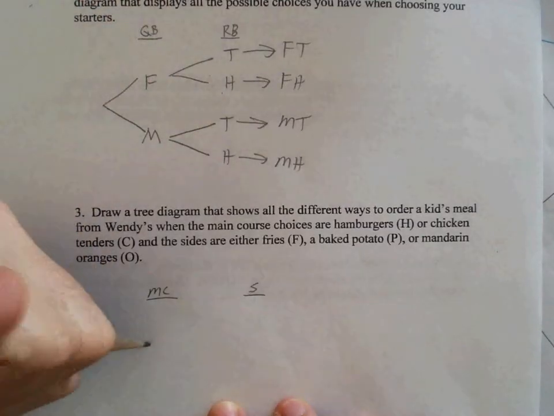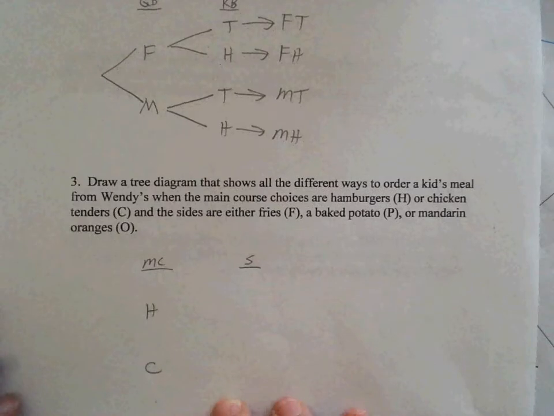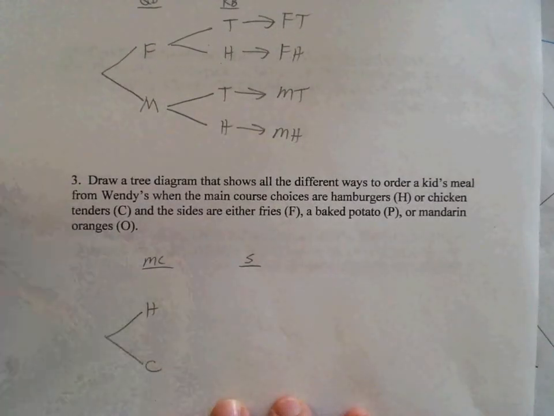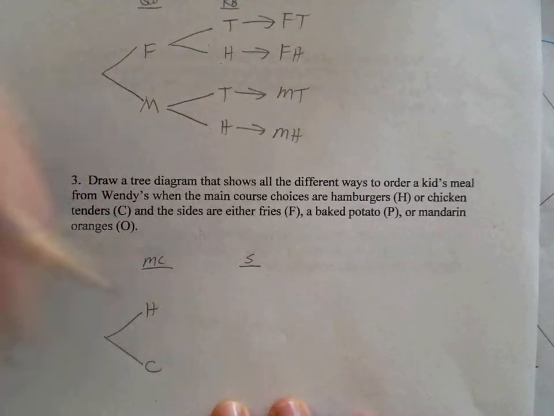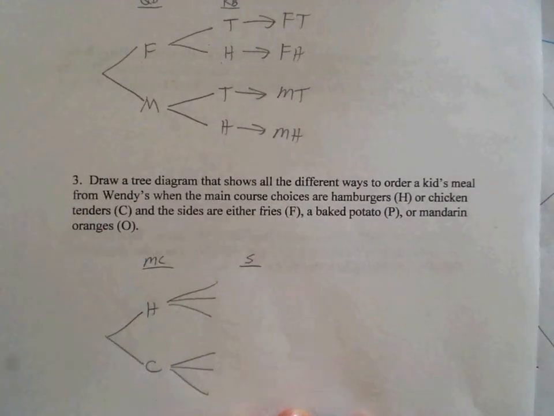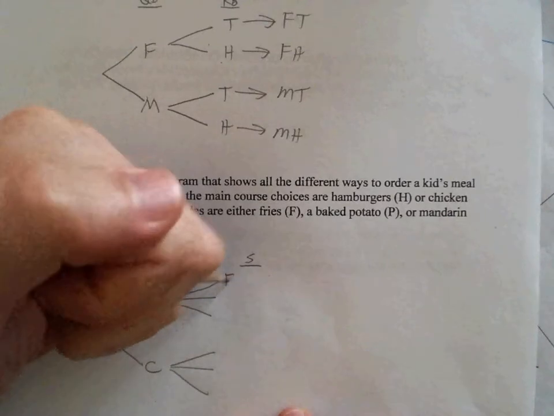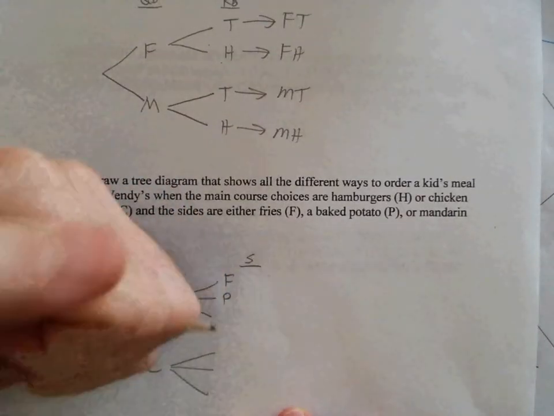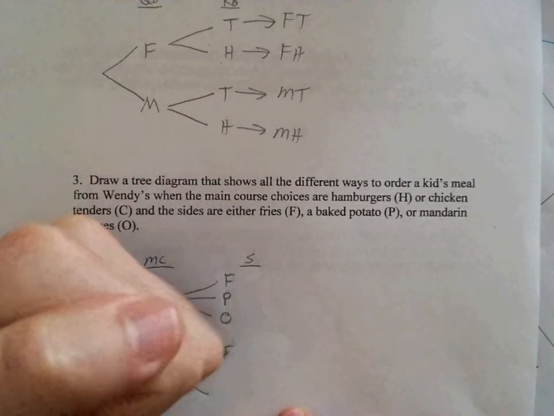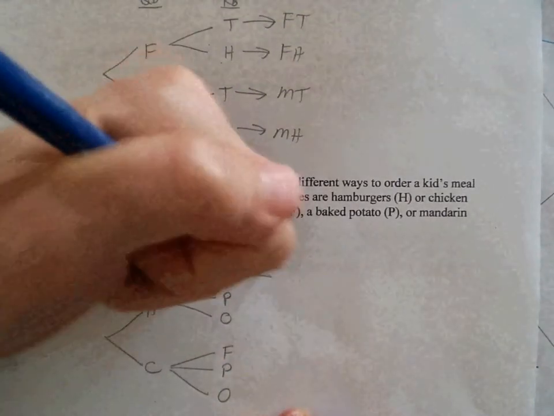So for my main courses, like we talked about, hamburger or chicken tenders. Hamburger here, chicken tender here. Let's do that like this a little bit so you can see it. There's my opening route. I've got 3 choices for sides, so when I come off of each one of these, I'm going to make 3 little prongs. Here you've got the choice of the fries, the potatoes, or the oranges. Same thing down here, fries, baked potato, and oranges.